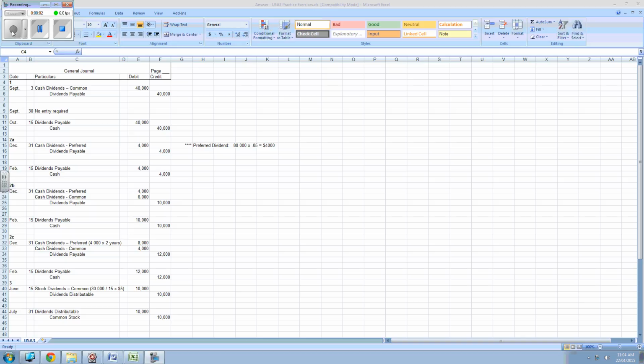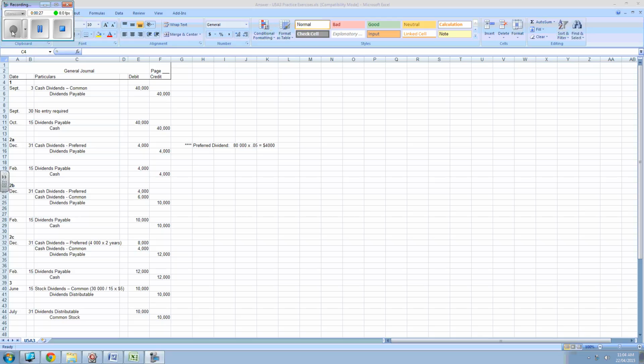I thought it would be useful to go over the practice exercise for activity 3 just to give you a bit more detail about how things are calculated. For number 1, you calculate the dividends at 40 cents times 100,000 common shares. So on September 3rd, you have to record the dividends that are payable. So you debit cash dividends common and credit dividends payable.